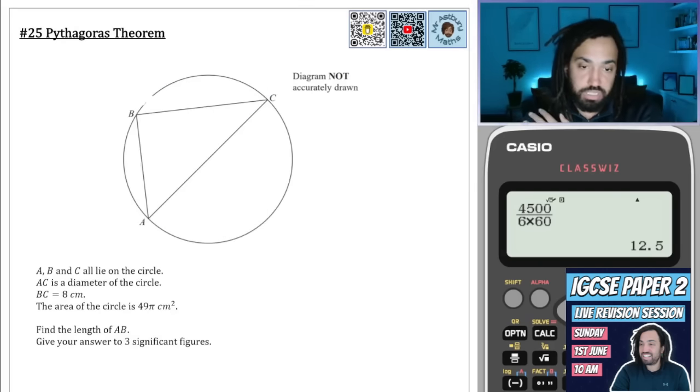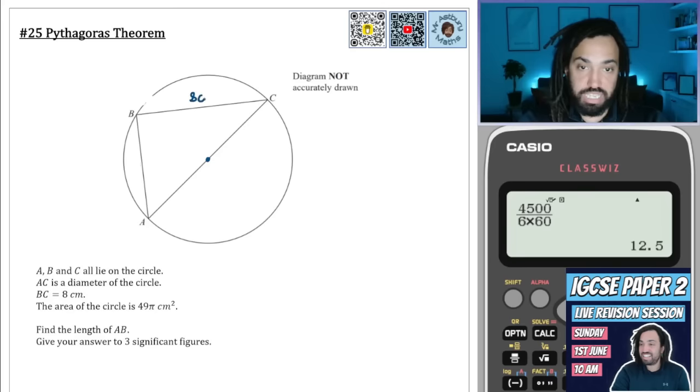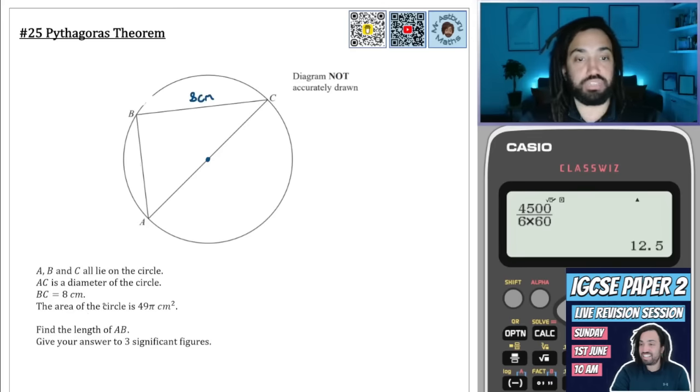Okay, lovely question this, if I don't say so myself. AC is the diameter of the circle, so I'm going to put a little dot in there to show that it goes through the centre. And BC is equal to 8 centimetres, so that's 8 centimetres up there. The area of the circle is 49 pi.